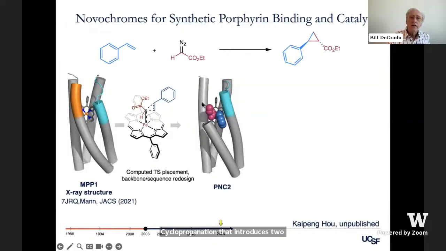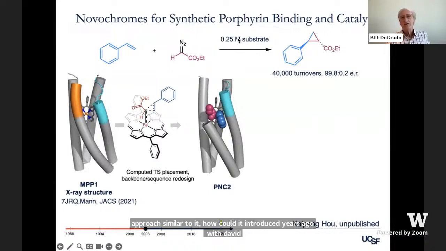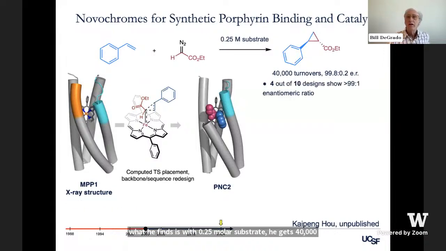He docked a virtual transition state into the active site in an approach similar to what Hauck had introduced years ago with David. And what he finds is with 0.25 molar substrate, he gets 40,000 turnovers. Now, did he have to make a lot of things? No. 4 out of 10 of his designs showed more than 99% in anti-Americ ratio.